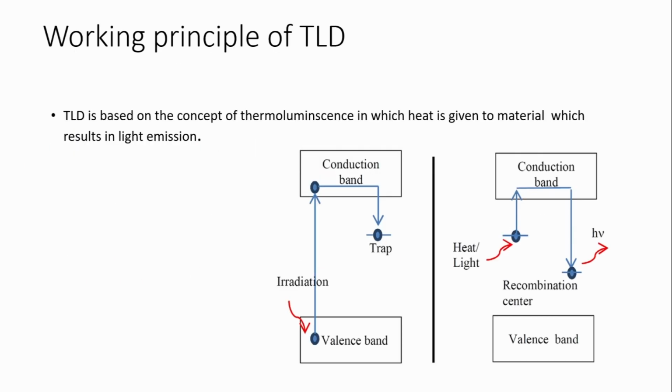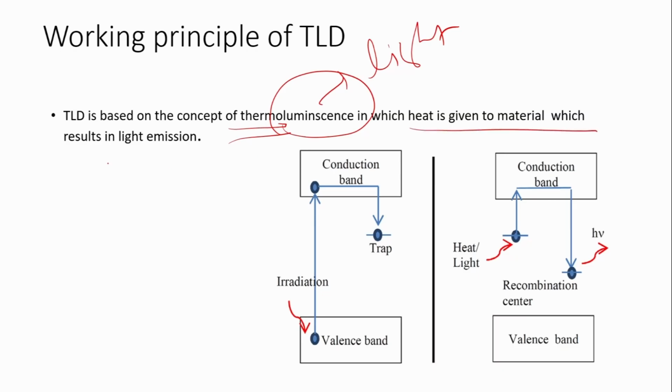So we must understand how this TLD material works, because this is based on the reflection of the X-ray beam, or reflection of an incident beam, albedo type. How does it work, what is the principle of TLD material? TLD is based on the concept of thermoluminescence. Thermoluminescence means when thermal energy is used, luminescence occurs. Luminescence means light. The relation between thermal energy and light represents the basic principle of thermoluminescence. It means that when heat is given to a material, it results in light emission.